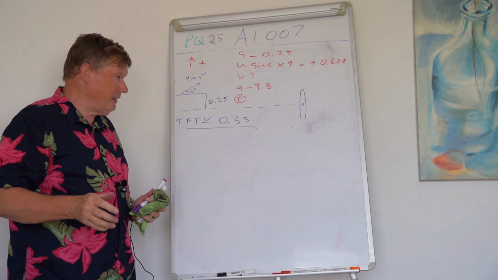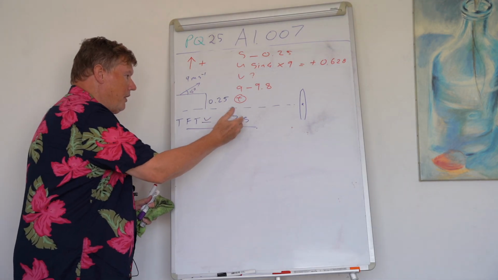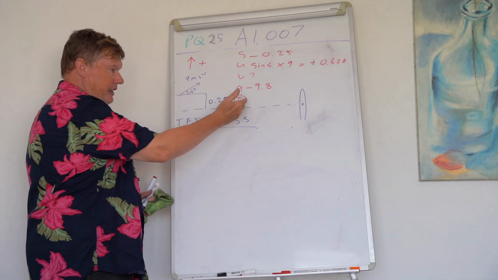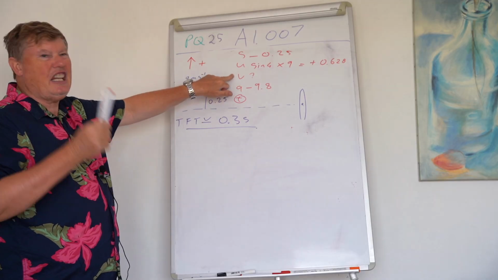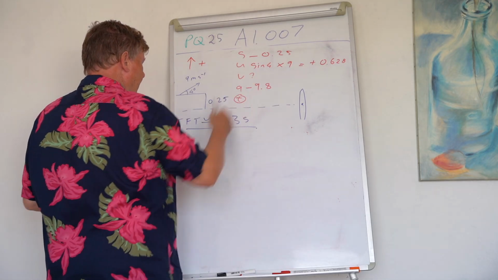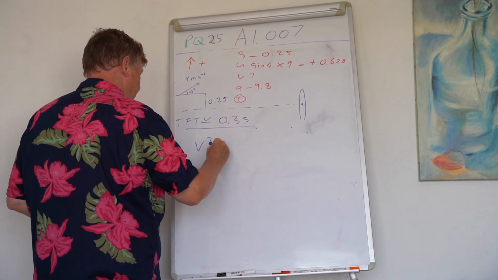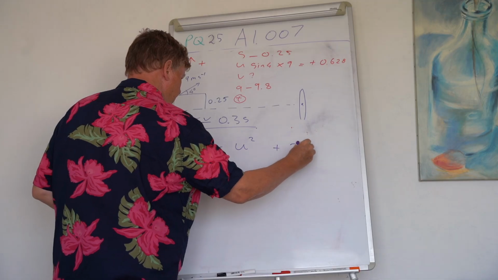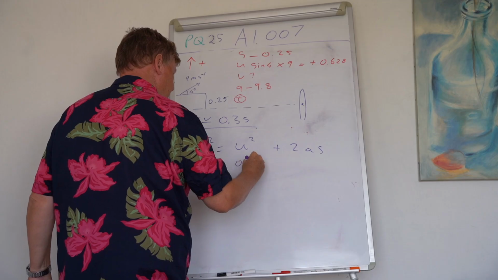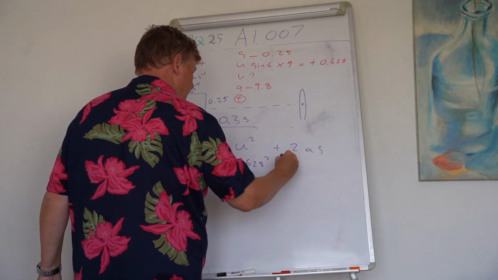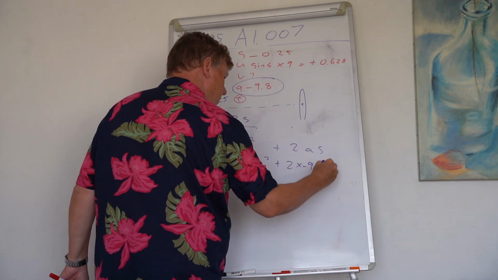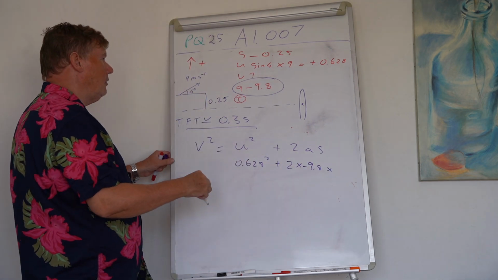Let's do another method to check that total flight time is about 0.3 seconds without killing ourselves doing a quadratic to get t. Let's do it by finding v first and then working out t. If we ignore the t, we're back to our favourite equation, v squared equals u squared plus 2as. v squared's the thing we want. u squared, this number, 0.628 squared, plus 2 times minus 9.8 times s. Which direction is s?